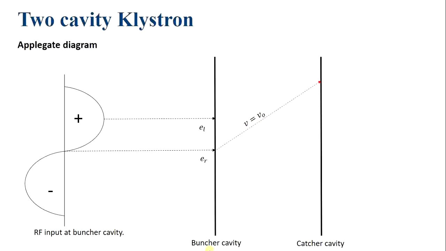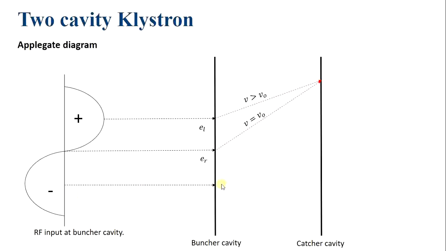There are some electrons which are late electrons as compared to the reference electrons. They are emitted somewhat later, so they are denoted with EL. They move from the buncher cavity to the catcher cavity with increased velocity, that is they gain acceleration, and move towards the catcher cavity and meet at this point. Why do they accelerate? Because they are generated during the positive cycle of the RF input.